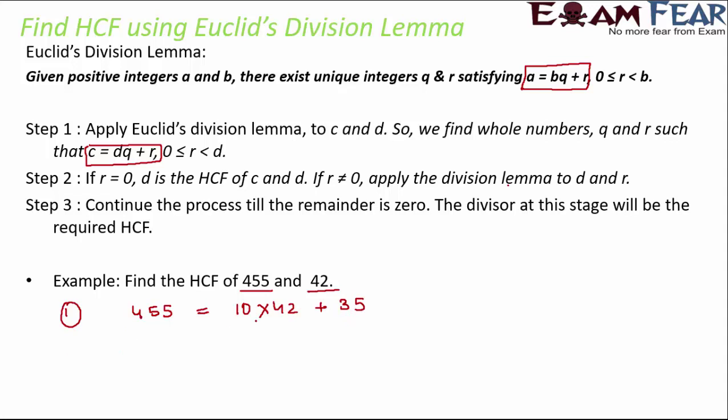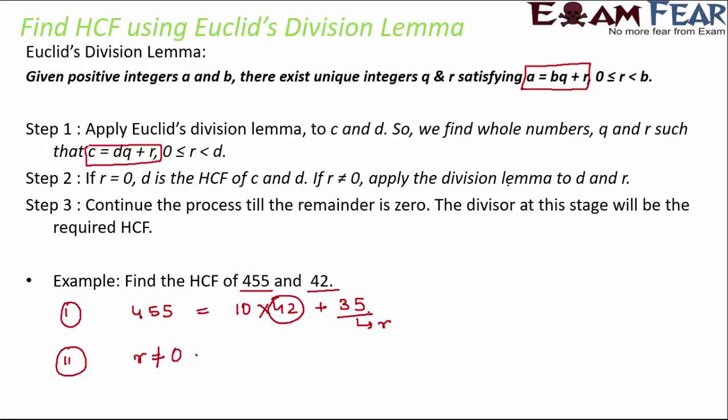So in this case, what is R? R is 35, right? Now in step 2, if R is equal to 0, then D is the HCF of C and D. But that is not the case here. So in our case, R is not equal to 0. If R is not equal to 0, then apply division lemma to D and R. That means we still have to apply division lemma to D and R.